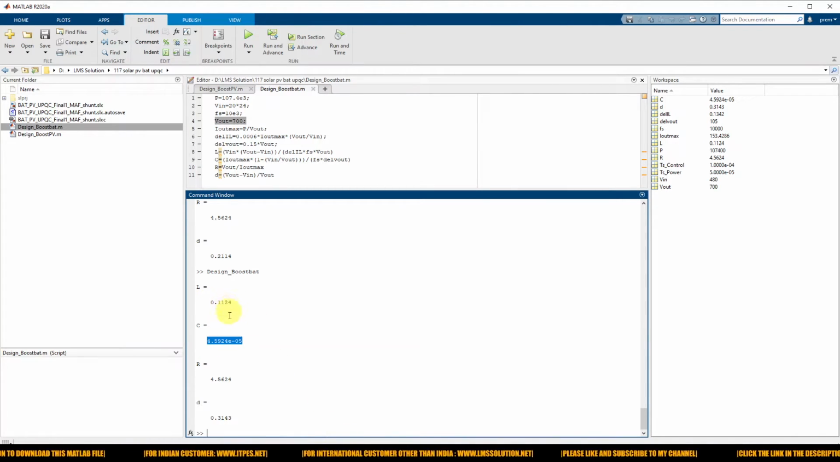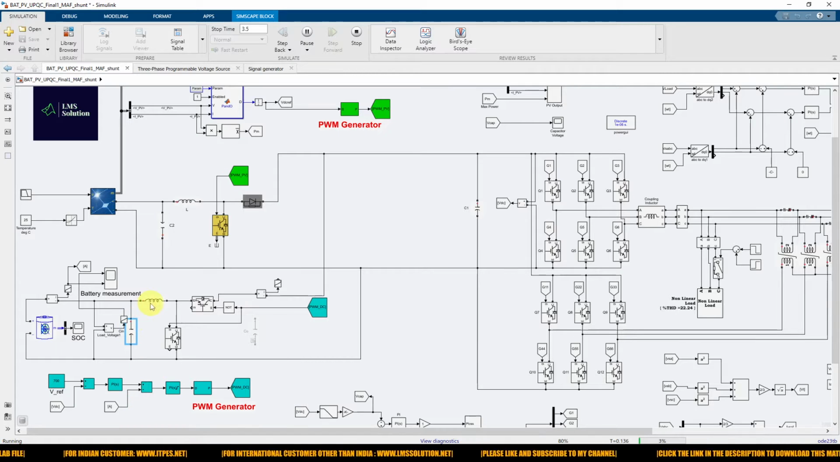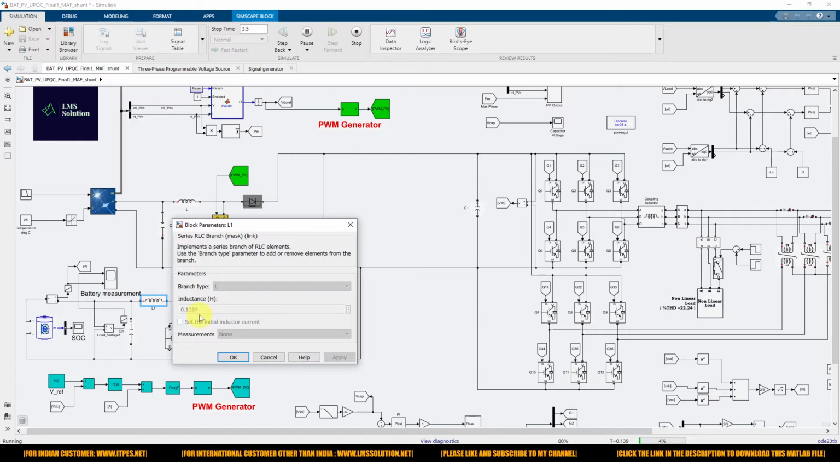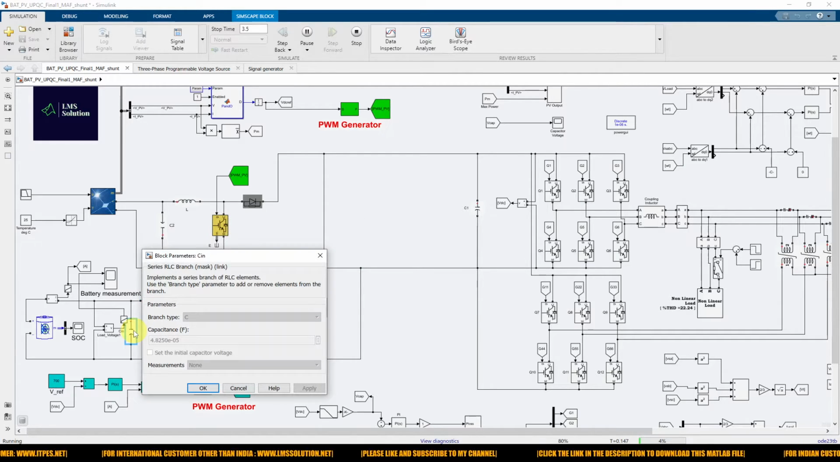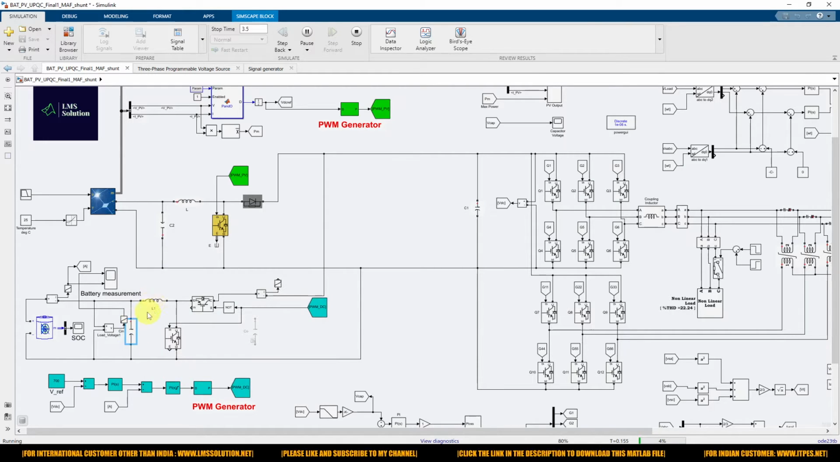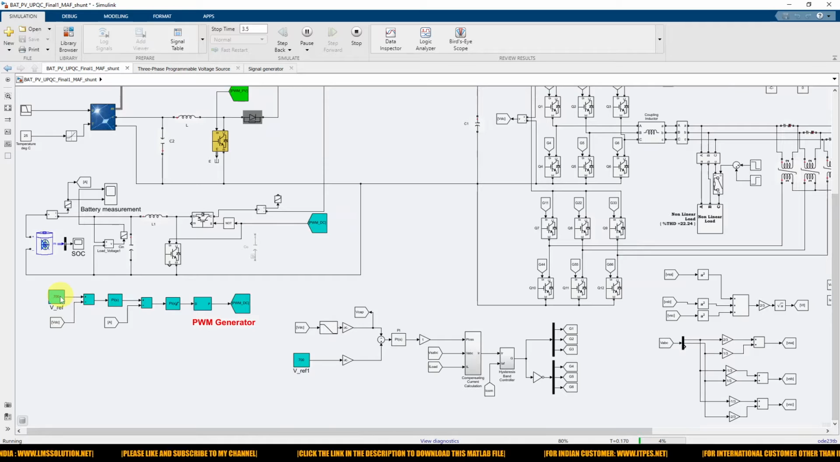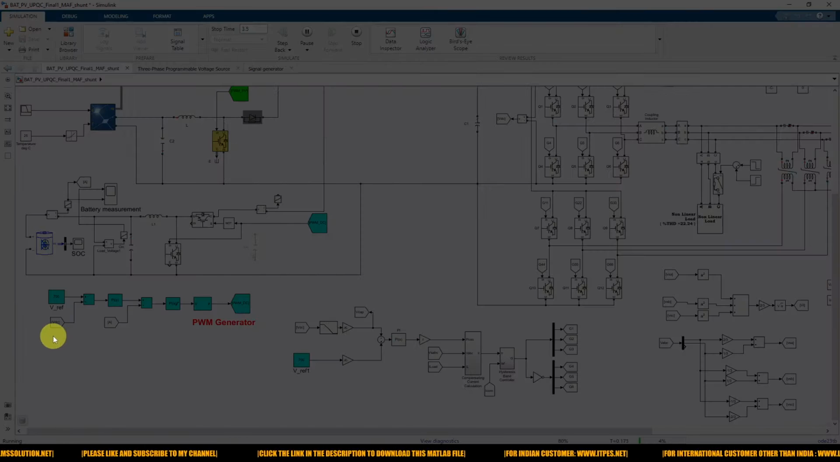So 0.1124 and 4.5 e power minus 5. So that value is going to be used here: 0.1164 and 4.8 e power minus 5. Okay, so I'm taking a little bit higher than the designed value. So here you can see that we are measuring the DC link voltage.